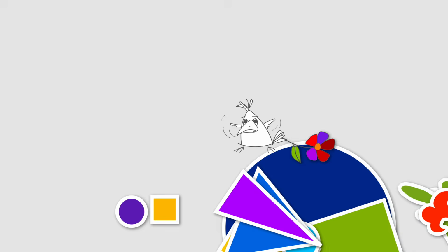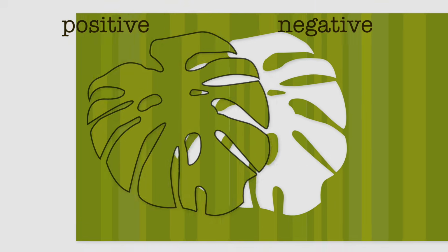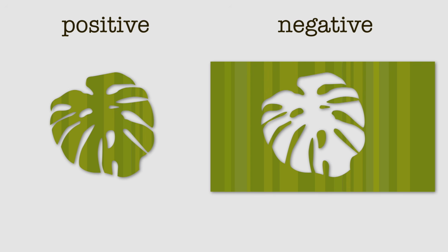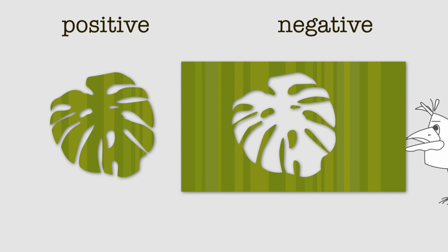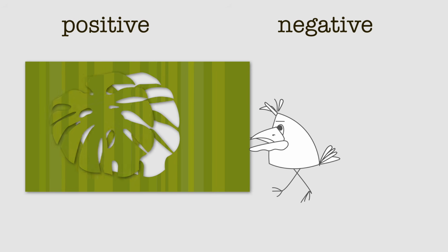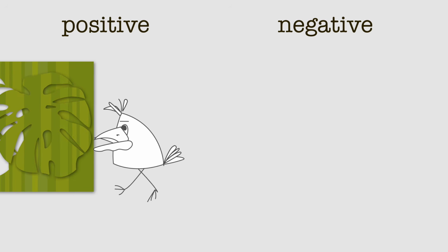So, what other types of shapes do we need to know? When we define a shape, we subtract it from its surroundings. Once it is defined, the area around it automatically becomes its background. The defined shape or form is called positive shape. The area around it is called negative. You cannot have one without the other.